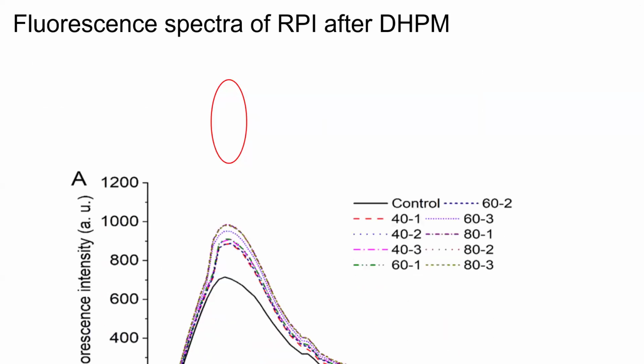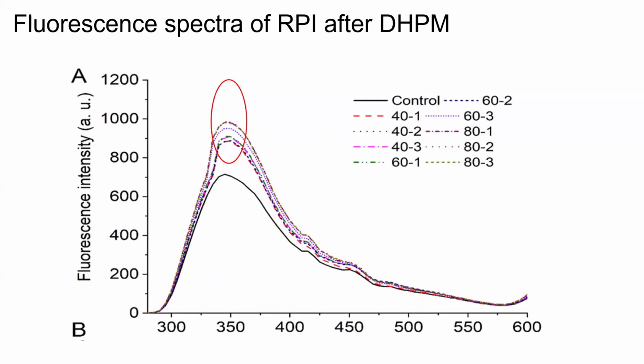Now coming to the fluorescence spectra. What they tried to do here is check if there is more tryptophan available in the sample. So if the particle has broken down, there might be more exposure of the hydrophobic amino acids, mostly tryptophan. So the change of intensity can tell us whether there are more hydrophobic amino acids available after the treatment. So you see, this is the control sample, which has lower intensity.